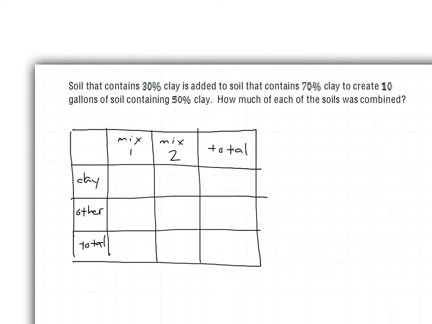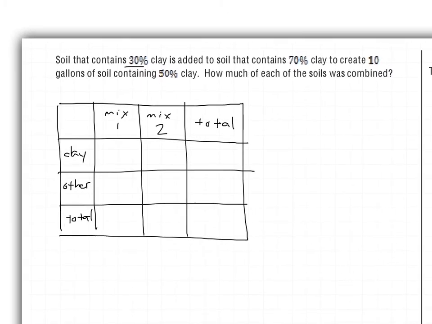All right, so we have to climb through the information that we have. 30% clay is added to the soil, and it's the first mixture, but it actually doesn't tell me what the total is. The second one contains 70% clay and is 10 gallons. So this one's 10 gallons, 70% of it is clay, so 0.7 times 10. This one has 7 gallons of clay. That means it must have 3 gallons of other stuff.